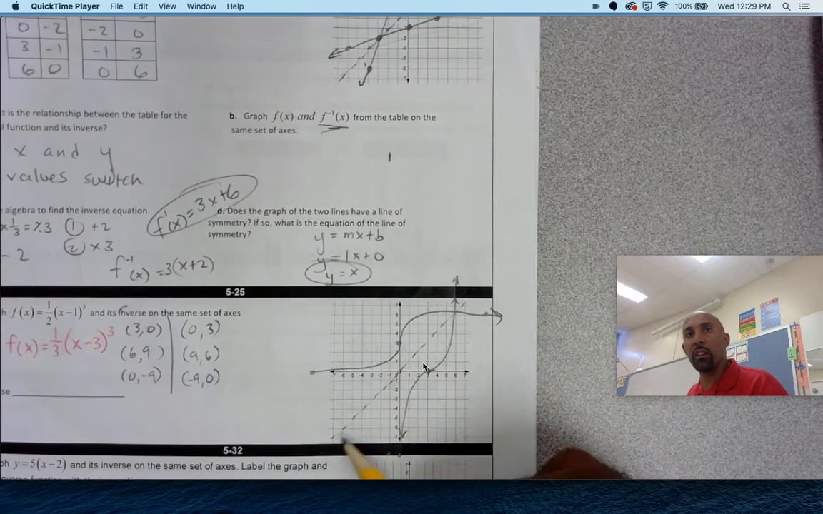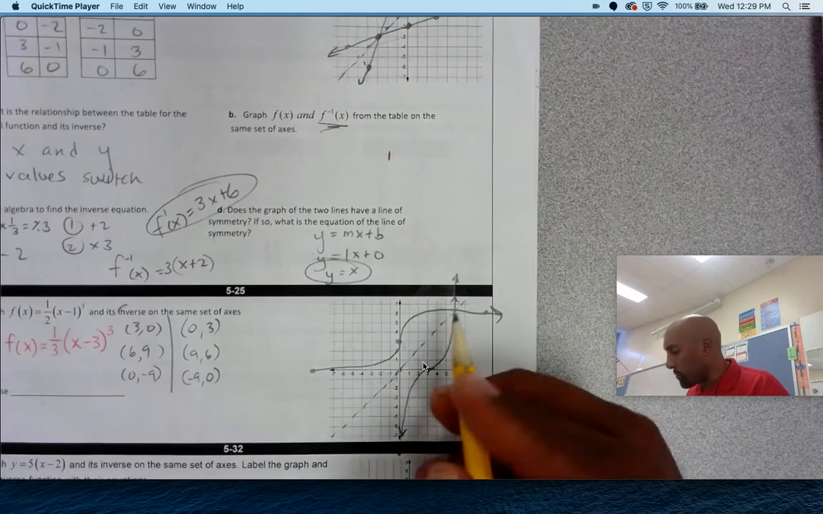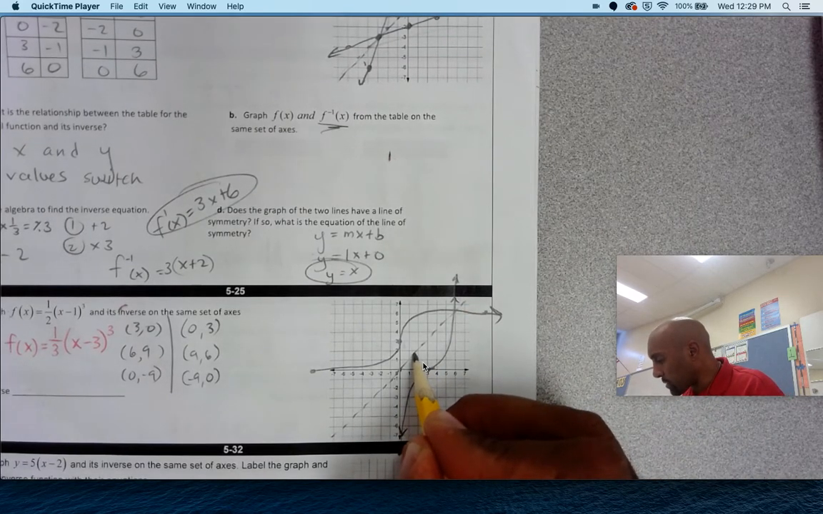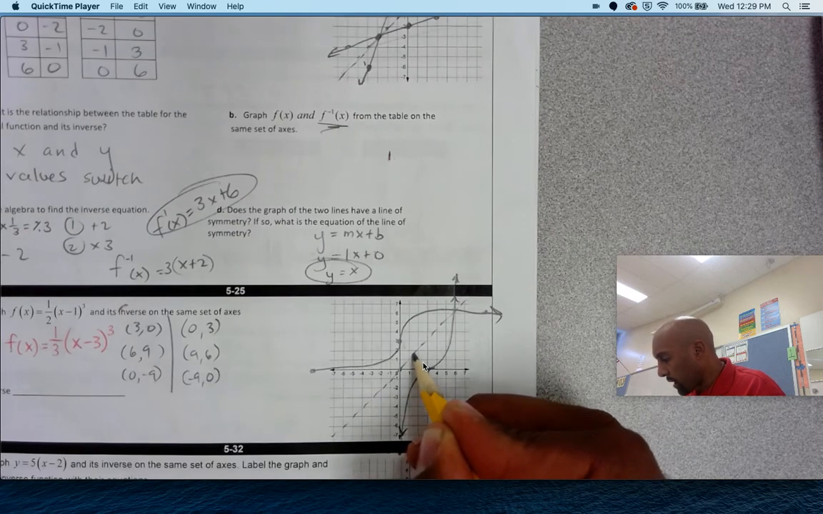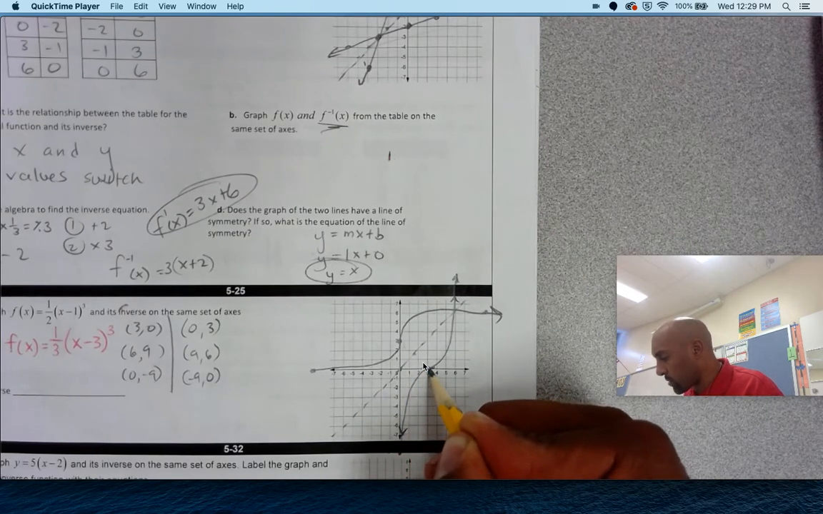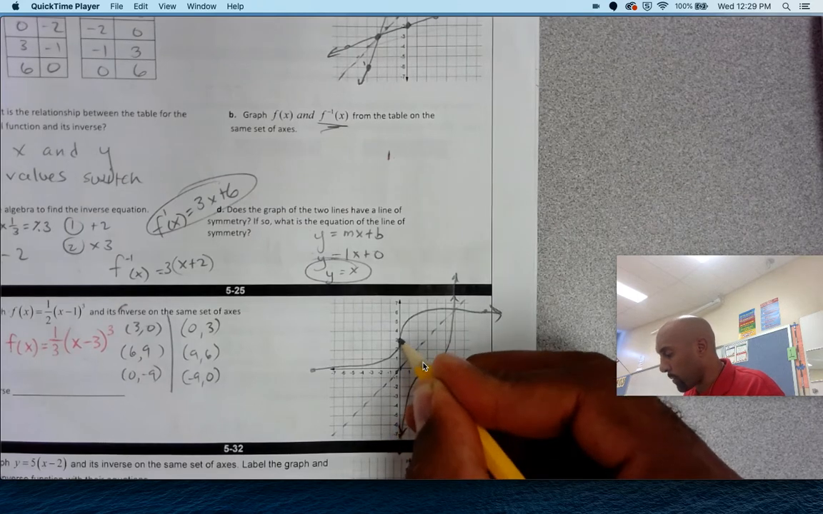And you can actually use this to help you graph it too. You could say, okay, here's my line of reflection. I go over this far to get to that point, so I go straight across to get to that point.